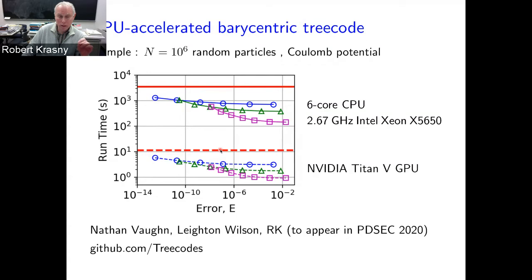So these results were obtained. Nathan Vaughn and Leighton Wilson, current students, took the parallel computing class that Quentin Stout offers. They attended the NVIDIA hackathon. They were able to implement this tree code. So there's a paper going to appear about that.